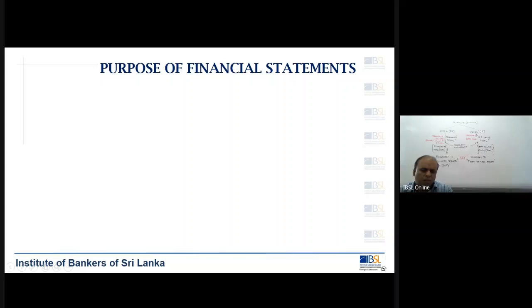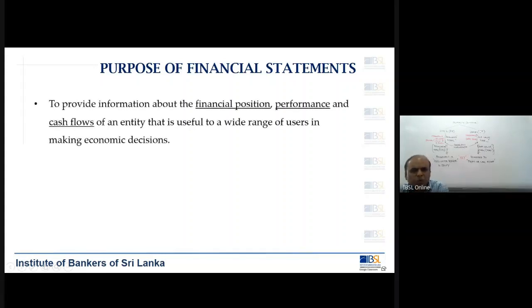Okay. Then the purpose of financial statements is to provide information about the financial position, performance, and cash flows of an entity. So why do we provide financial statements? There is a purpose. What is the purpose? To let them know what is the financial position of the company. Okay. So what do you mean by financial position? How much of assets they have, how much of liabilities they have, what is their equity position. So you are talking about the financial position of the company.